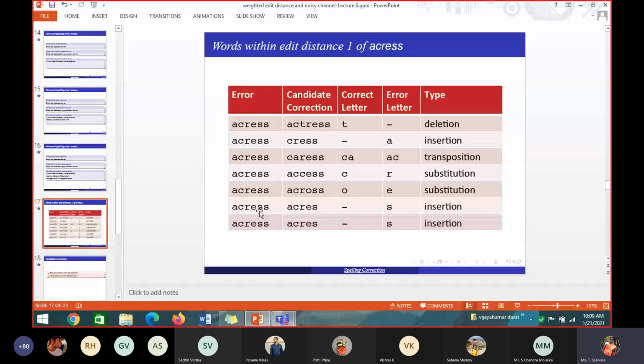So these are all my correct words. I have taken these words, called candidate words, here, and this is my error word. So what edit operations have I done here? I have also listed them here. Okay, so now we will see the probability. 80% of the errors are with an edit distance of 1.